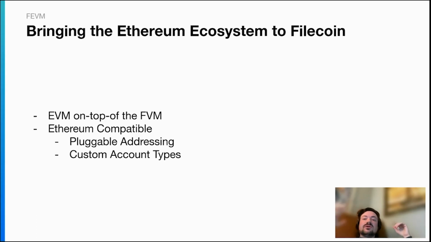To do this, we've compiled the EVM on top of the FVM, and we've introduced Ethereum compatible accounts and pluggable addressing. Unfortunately, right now, our Ethereum compatible accounts are hard-coded, so it's an EVM specific feature built into the FVM and Filecoin clients for now. In a future upgrade, we plan to turn this into full account abstraction. The idea is that users should be able to deploy their own custom account types. But unfortunately, right now, due to time constraints, we had to make this Ethereum specific.